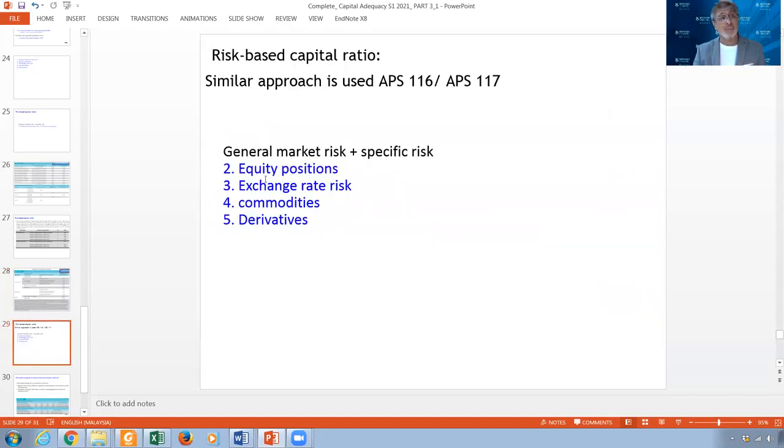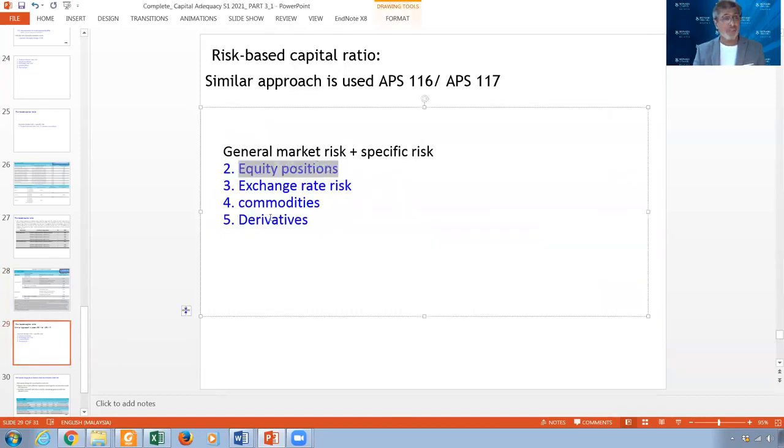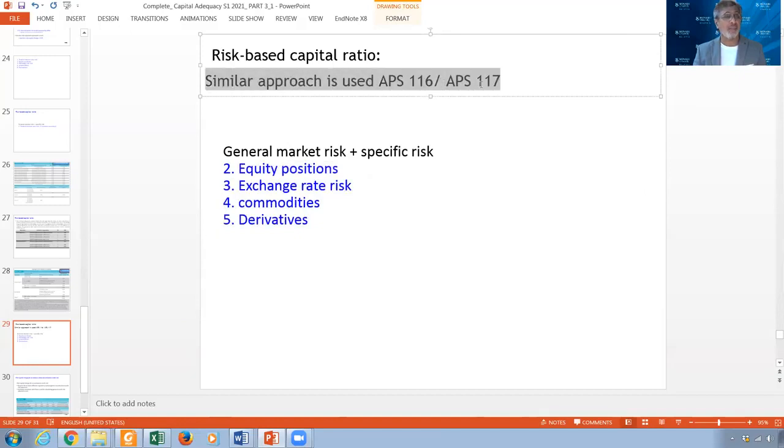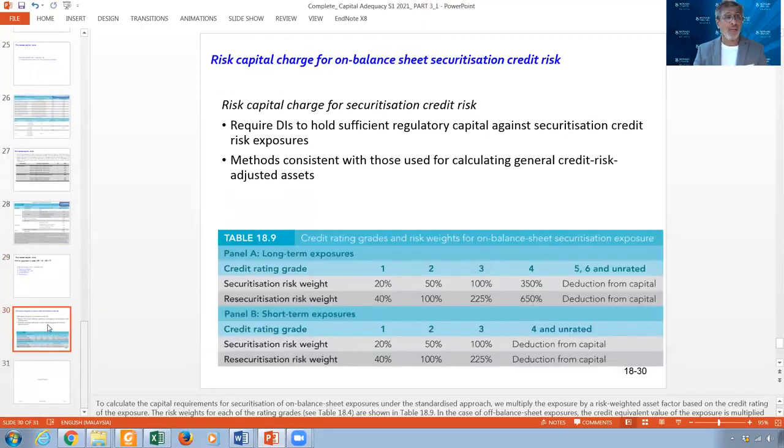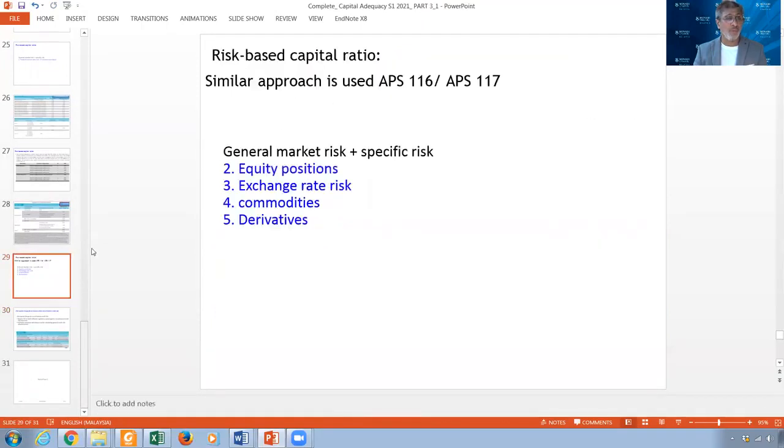We can do market risk also for equity position, exchange rate risk, and commodities. Please understand, if you are going to work in the industry later on, they have to calculate all of this. We are not covering it here, but it is covered under APS, which is Australian Prudential Standard 116 and 117. Now we move on from market risk, because this is the rest of market risk.